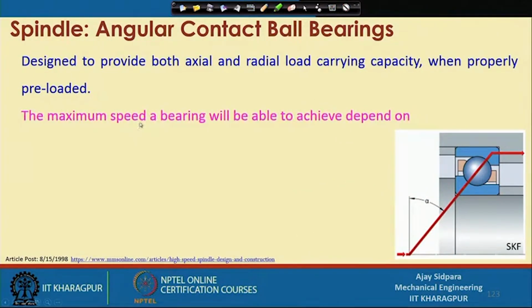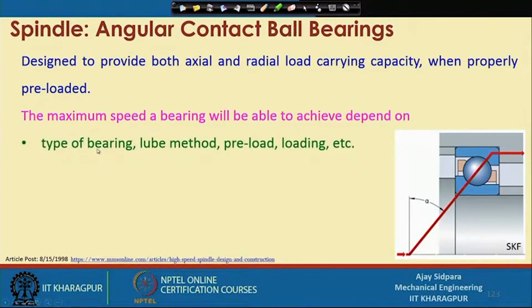So, the maximum speed a bearing will be able to achieve depends on many parameters. First thing, the type of bearing: which type of bearing you are using? Lubrication method, because if you are going with a very high speed, it will heat up the lubrication also, and when it heats up, its viscosity changes. Whatever lubrication method you are using, whether oil based or some other type of grease, then it is a problem.